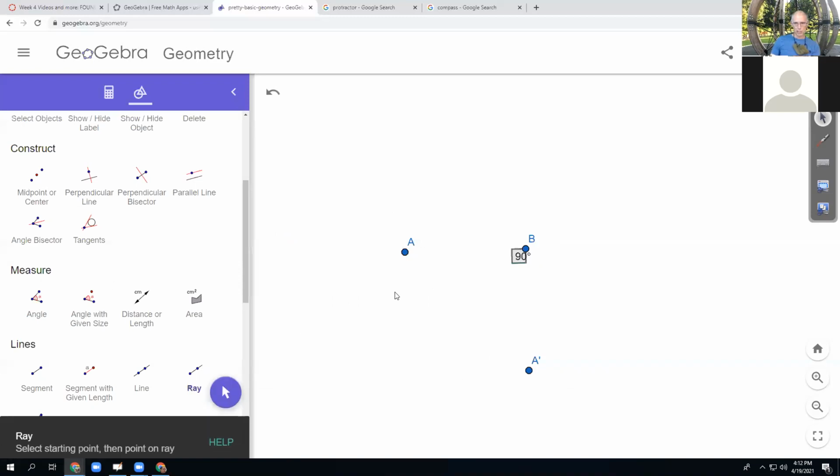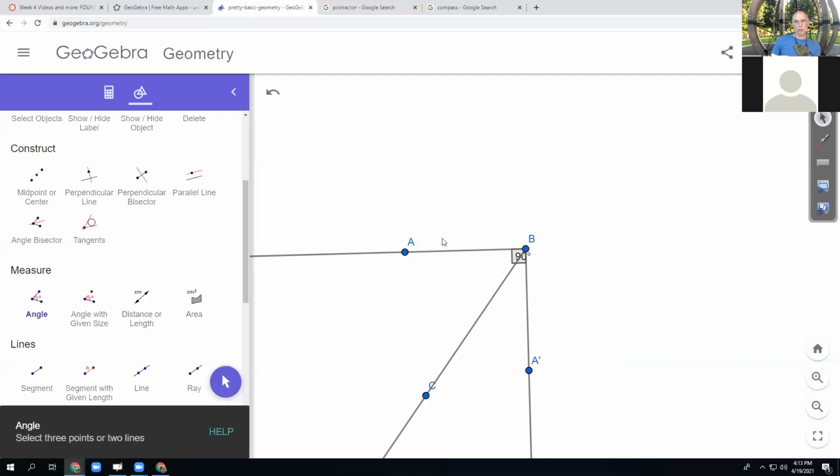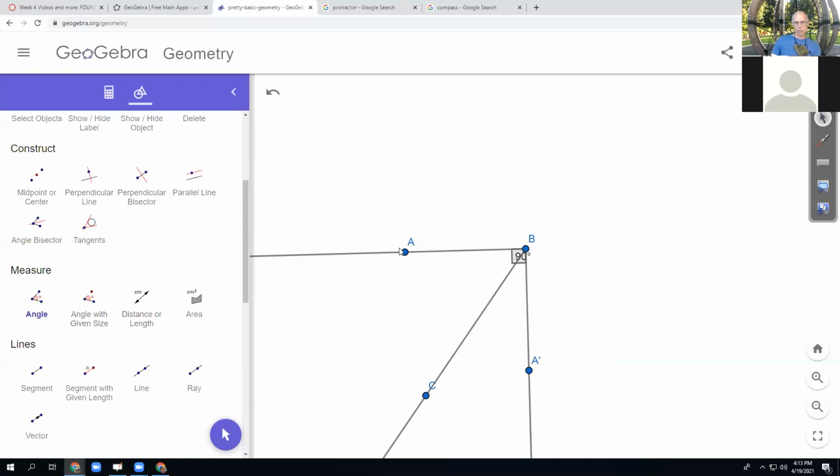So now I'm going to throw some rays in here, centered at B to A, centered at B to A prime. So now I have a 90-degree angle for sure. So any other ray I make coming from B out into this 90-degree angle is going to allow me to make a pair of complementary angles. And so then I can measure them to check them out. So now I'm going to switch to the first angle measure tool, which just measures whatever's there as opposed to making an angle of a given size. So you have to distinguish between these two tools.